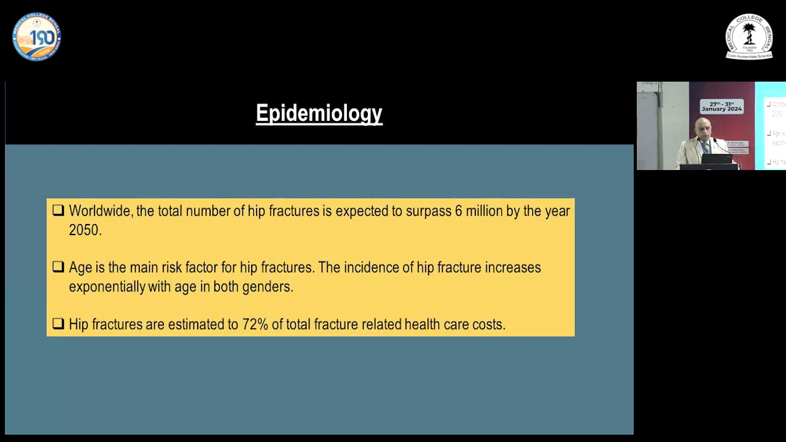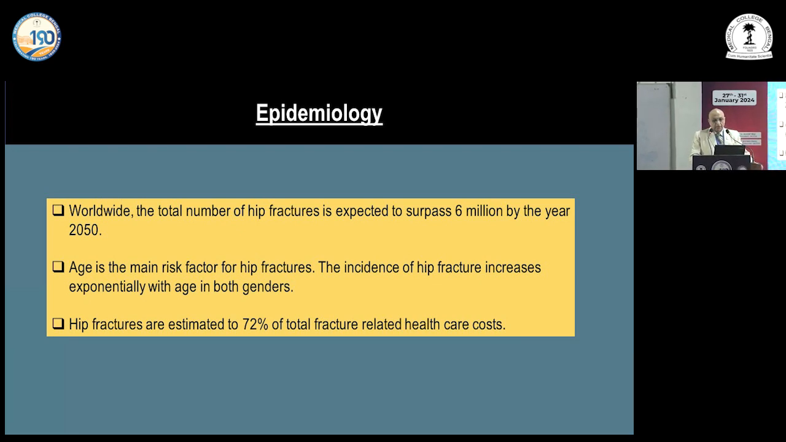Worldwide, the total number of hip fractures is expected to surpass 6 million a year in 2050. Age is the main risk factor of hip fractures. The incidence of hip fracture increases exponentially with age in both genders. Hip fractures are estimated to account for 72% of the total fracture-related cost over the world.